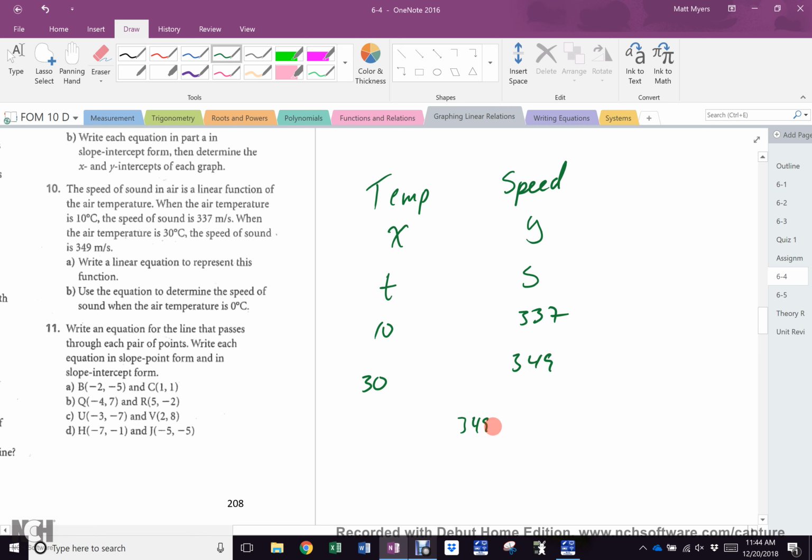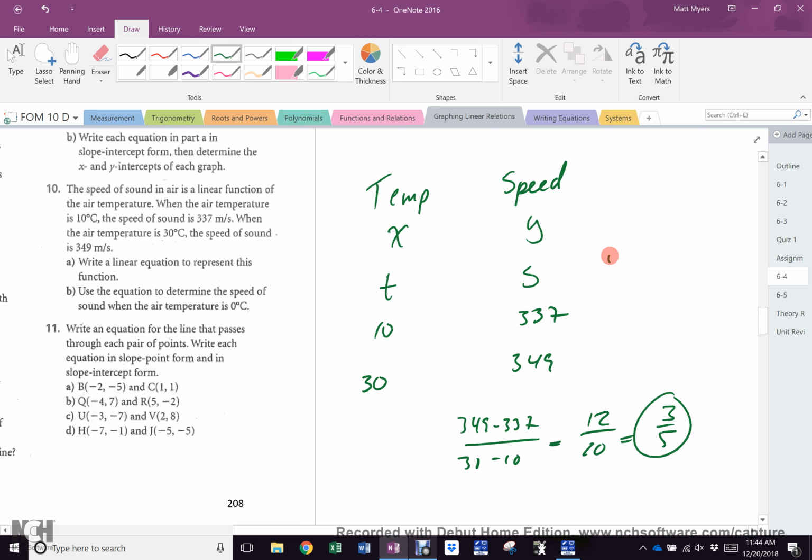It's 349 minus 337 over 30 minus 10, which is 12 over 20, which is 6 over 10, which is 3/5. 3 over 5. That's a slope, yes? Yeah. Are these both points?